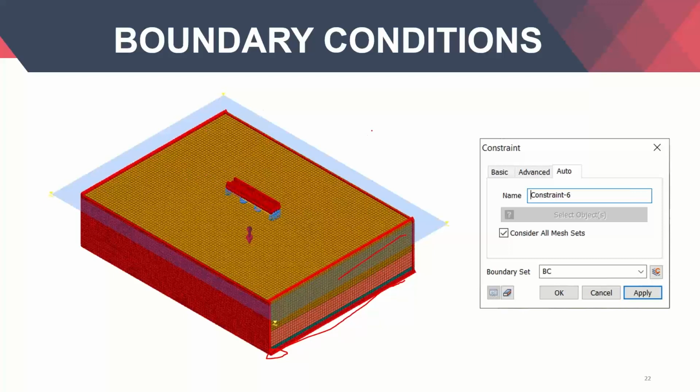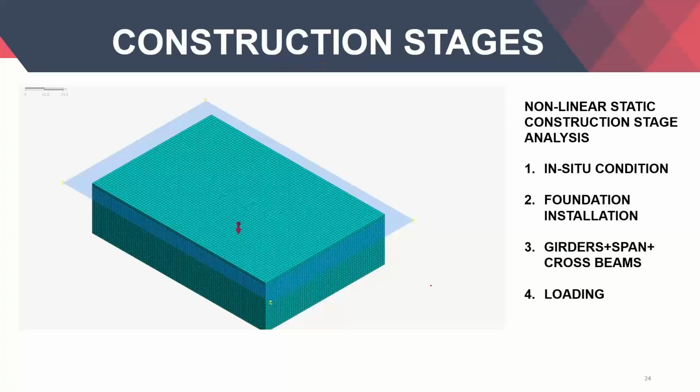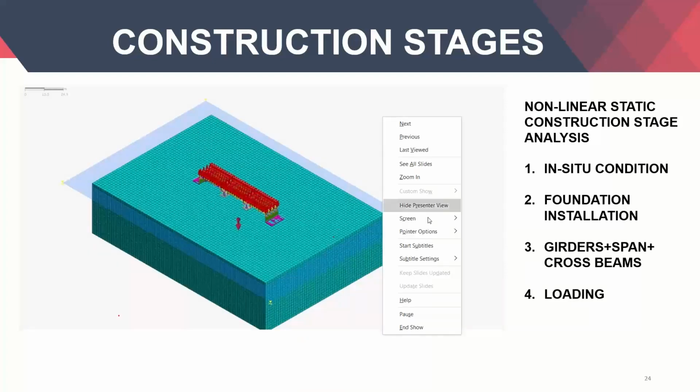So after the boundary conditions have been defined, we'll go to the analysis and output option where we will start with the definition of construction stages. For the construction stages, we have used the non-linear static type analysis for four conditions. First is the in situ ground condition. That means the virgin ground condition. There is nothing present in the ground and the ground will look like this.